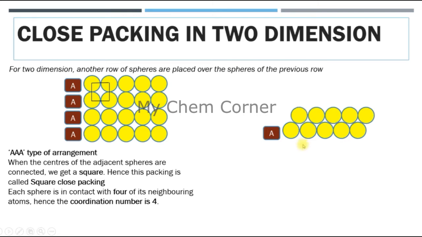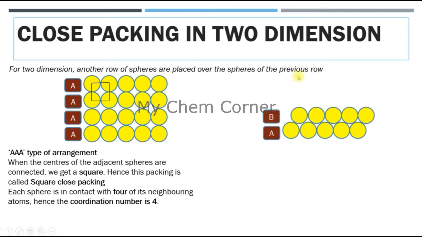Now if you see, is the arrangement of layer 1 equal to layer 2? No, they are not the same. So what happens here? I'm going to name the second layer as B. The first layer is named as A. The second one is placed in the depression of the first layer, giving me an entirely different arrangement of the spheres. Therefore, that layer is named as B.